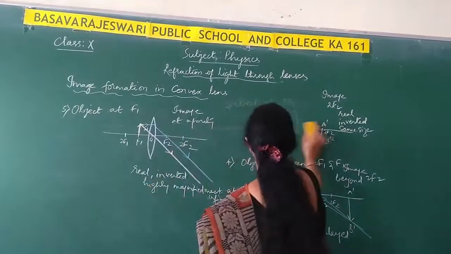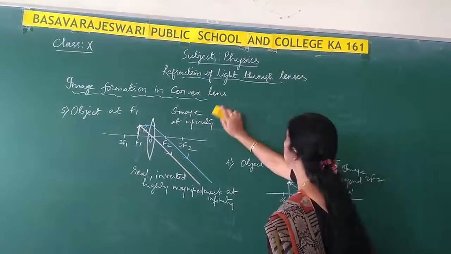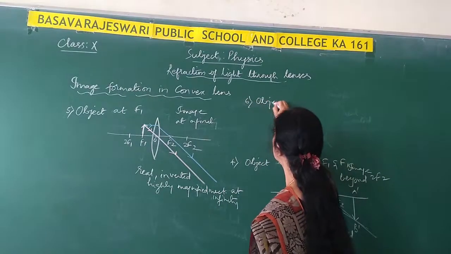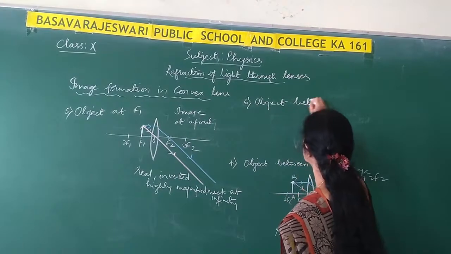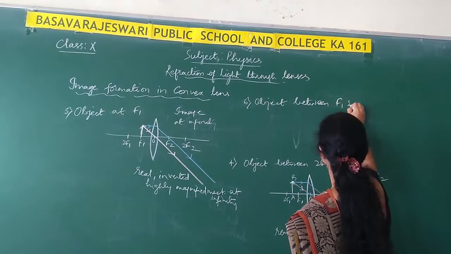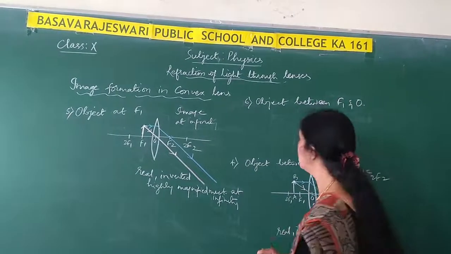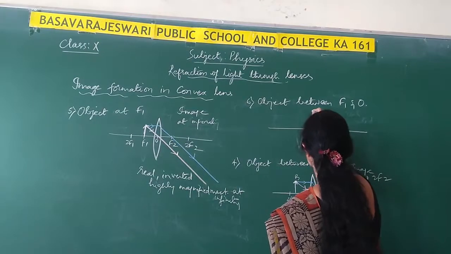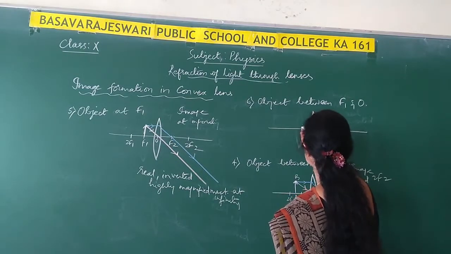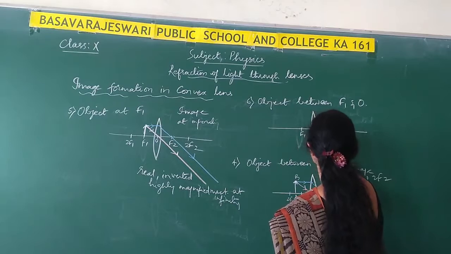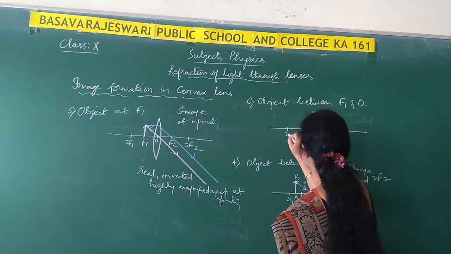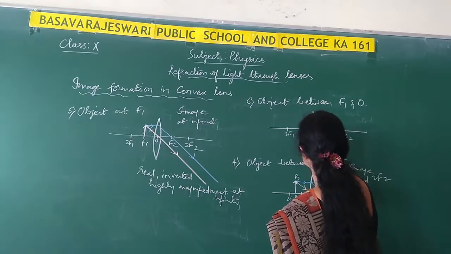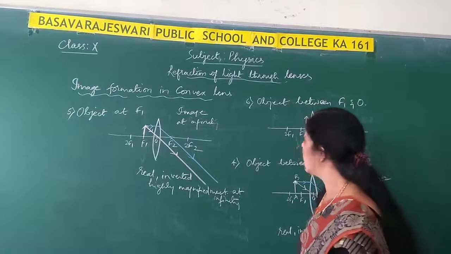Now coming to the last case, that is, object between F1 and optic center. Means first principal focus and optic center. So again consider the convex lens, mark all the points. Okay, 2F1 and also 2F2. Now where we have to place the object: the linear object must be placed in between F1 and O.